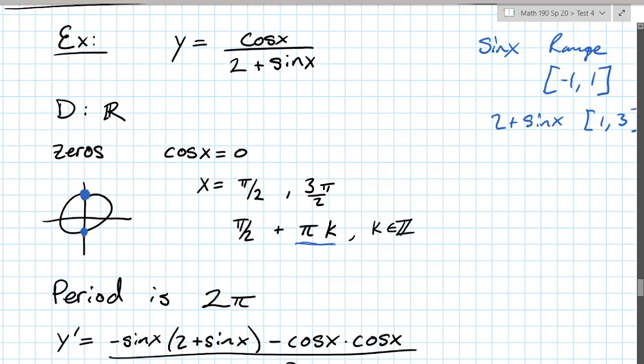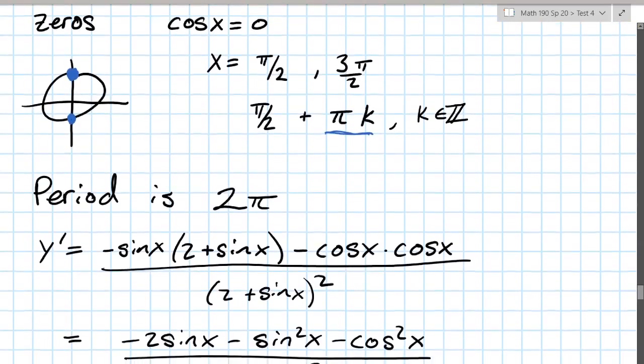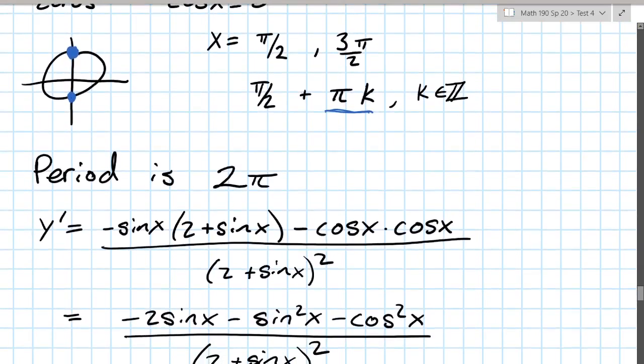Also, notice that the top part of this equation and the bottom part of this equation have a period of 2 pi. Cosine and sine both have period 2 pi, so the graph of this is going to be periodic with period 2 pi. Moving on to first derivative information, we're going to do the quotient rule. Derivative of the top times the bottom minus the derivative of the bottom times top, all over the bottom squared.